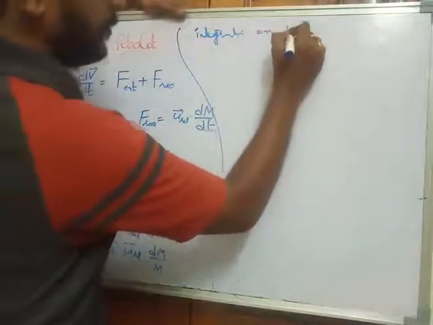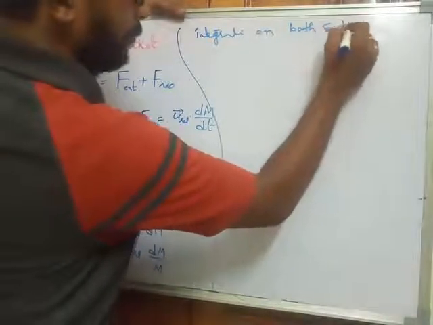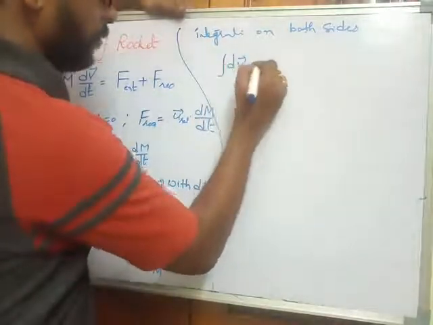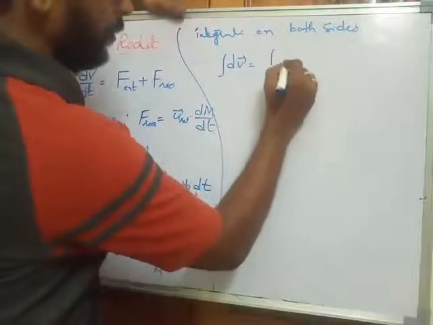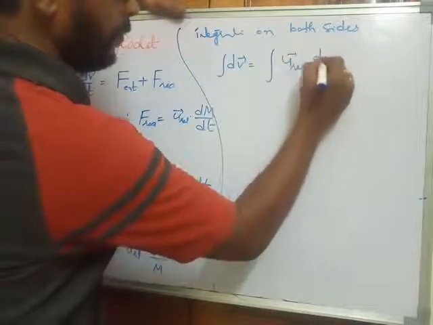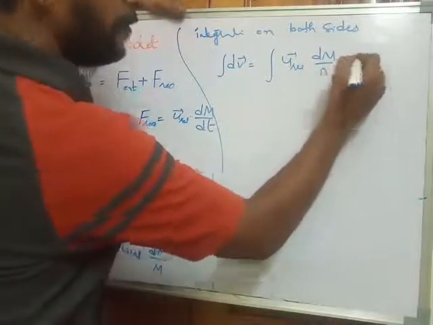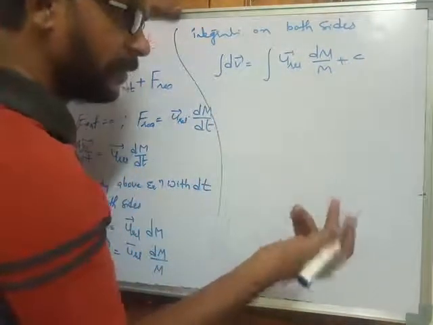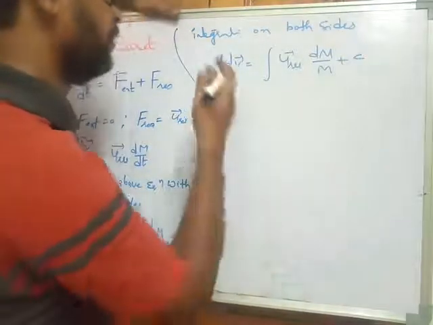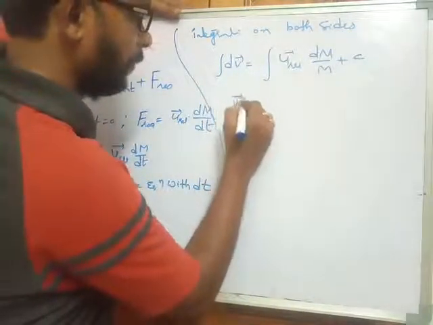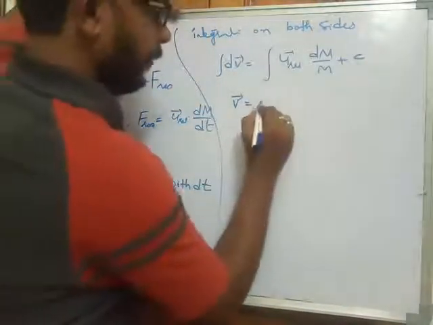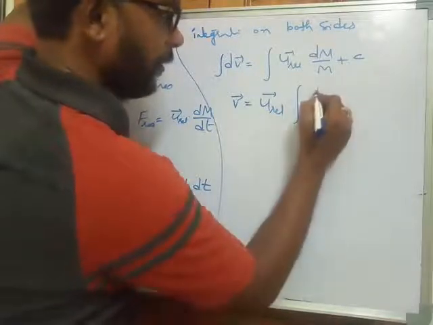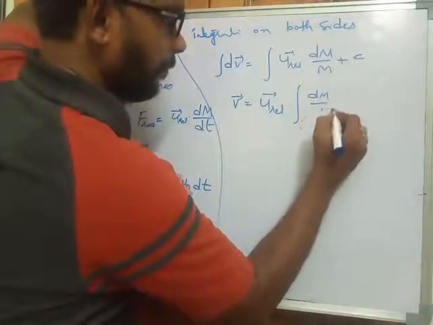Integration on both sides. What we get, if you take integration on both sides, we know that one constant will be added. Integral of relative velocity into dm by m plus c. Now integration of dv: we know that integration of dx is x, so integration of dv is v. Similarly here we get v bar equal to u relative, which is constant, taking it outside the integral, dm by m plus c.